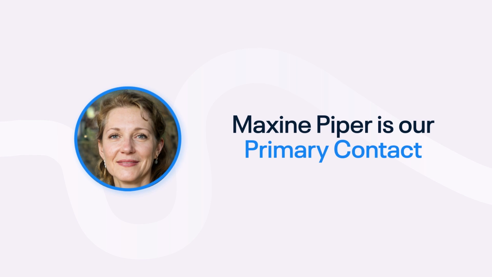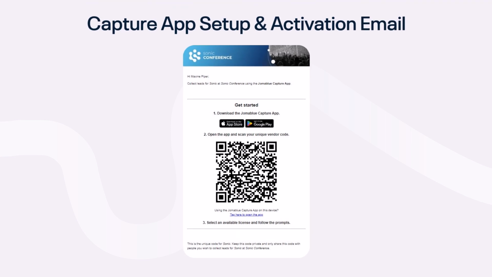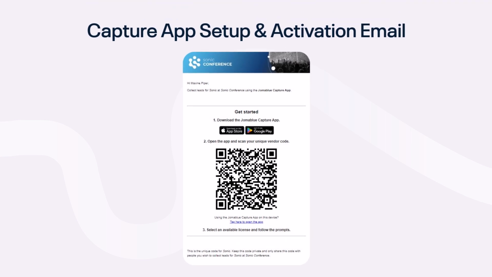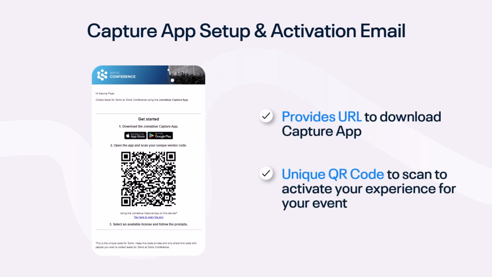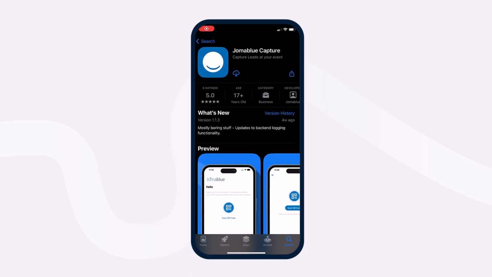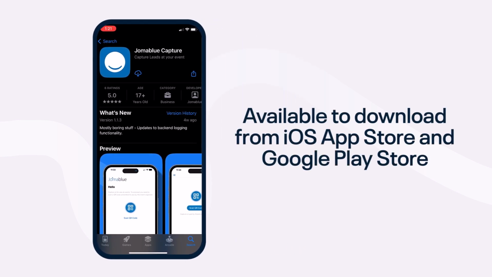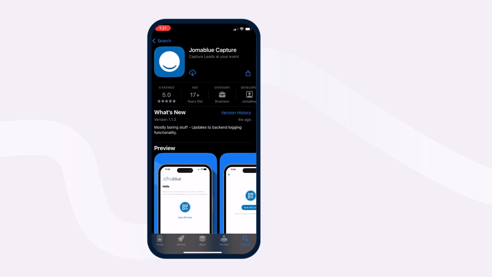The primary contact will receive an email sent to them by the event organiser. This email provides details on how to download the Capture app onto your device. The Capture app is available from the iOS App Store and Google Play Store. Once you have downloaded the app, the following steps will get you on your way to capturing leads.